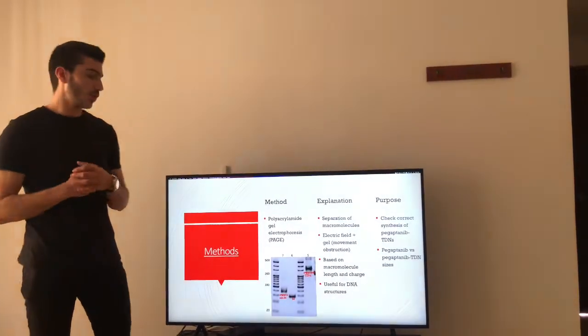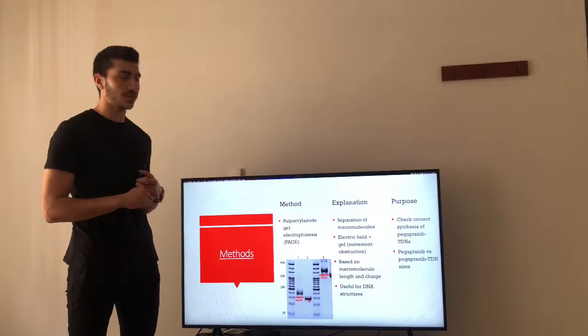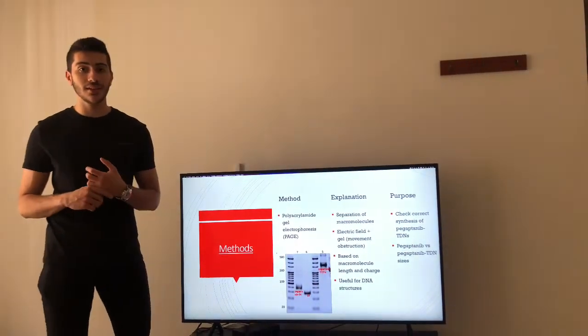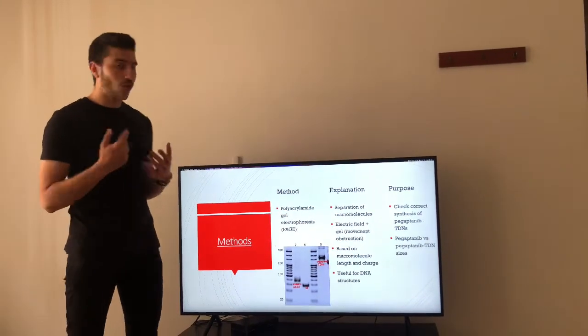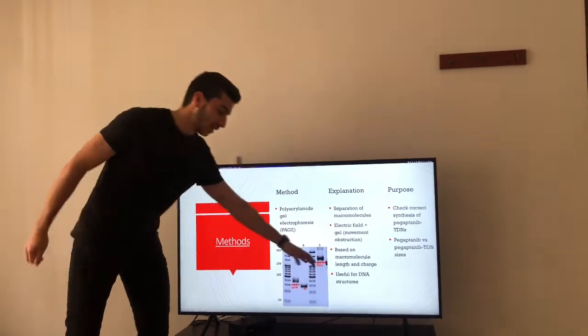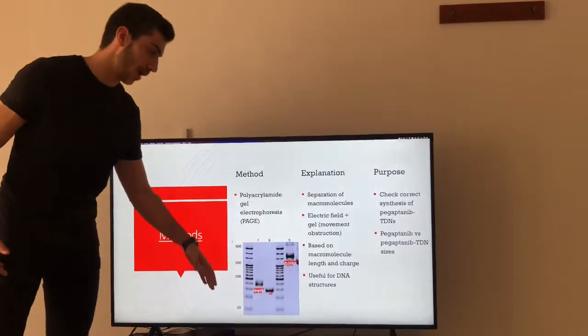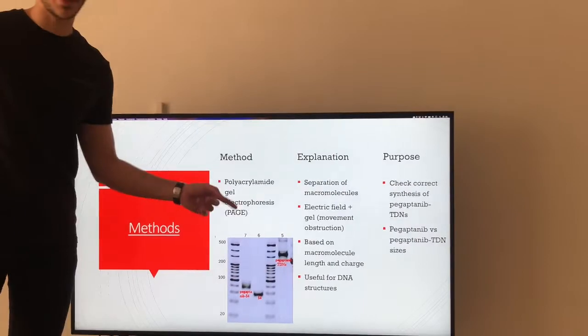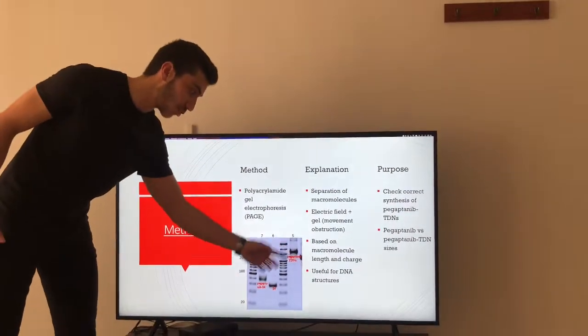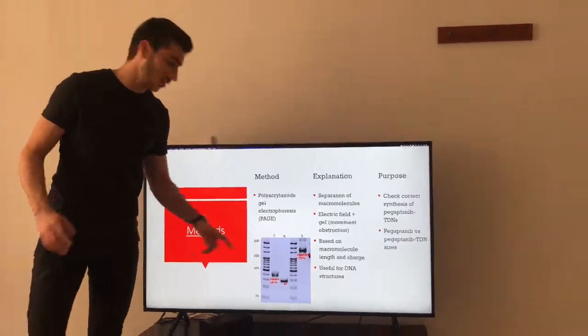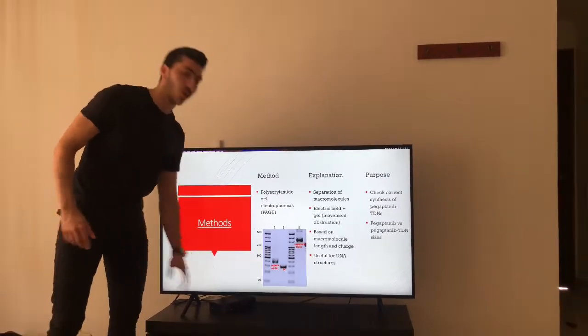The purpose simply was to check the correct synthesis of the pegaptanib DNA nanostructures, and also to compare the size of the pegaptanib-loaded TDNs against pegaptanib by itself. As you can see, in the fifth lane is pegaptanib-loaded TDNs, which has a greater size than pegaptanib by itself, which is in the 7th lane, which is lower in the picture.